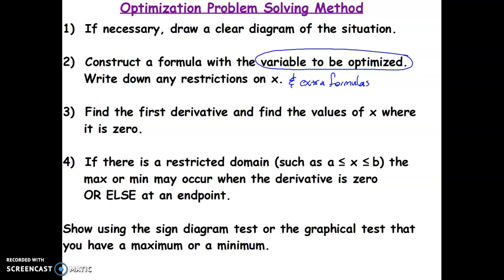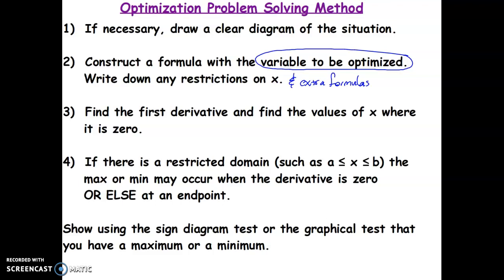Some of the ones we're going to do today, a picture doesn't really do you any good, but most of the ones we do over the next couple days, you're going to want a picture of the geometry of the situation. You're going to figure out what formula you're going to use and the variable to be optimized, whether it's height or length or distance or radius or whatever it might be. And then you're going to write down any restrictions on that variable. So that's where your endpoints are going to come from, those restrictions.